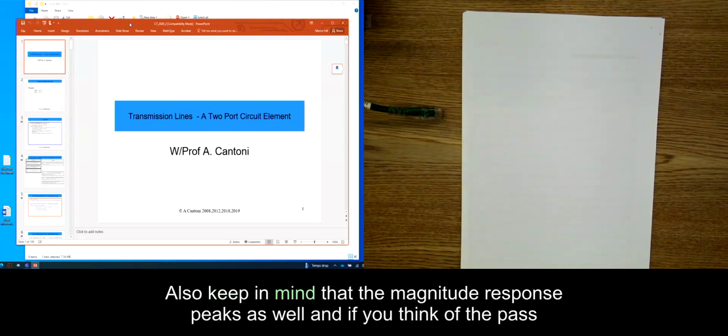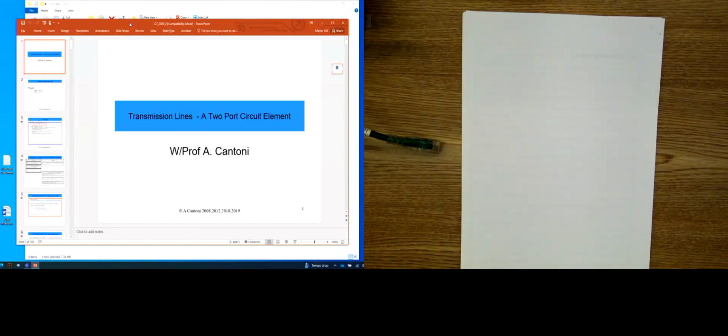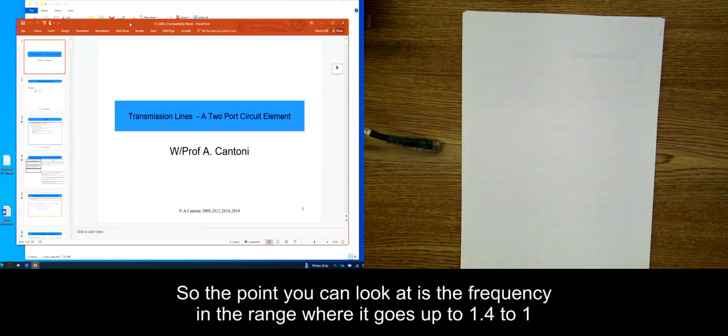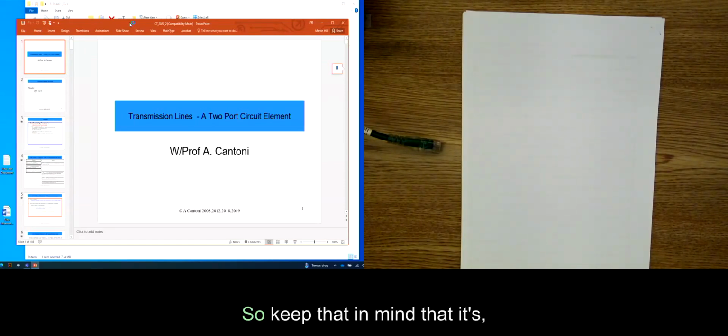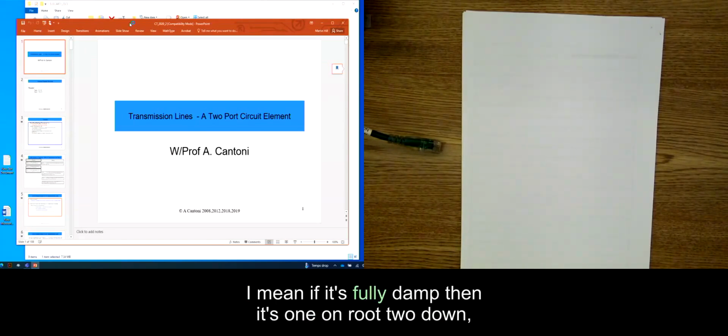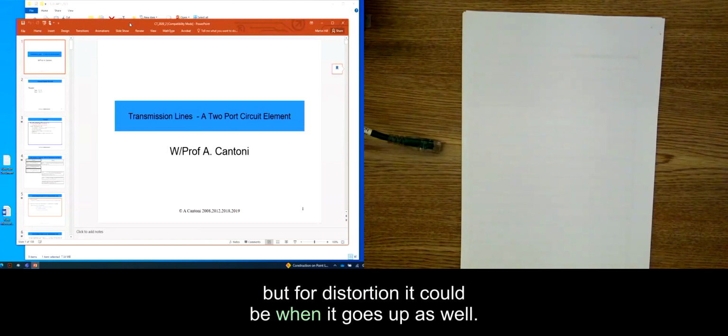Also, keep in mind that the frequency magnitude response peaks as well. If you think of the passband for a filter, it could deviate positively or go down as well. So the point you can look at is the frequency in the range where it goes up to 1 on 1.4, which is 1 on square root of 2, or whether it goes down. So keep that in mind. For a filter, if it's fully damped, then it's 1 on root 2 down. But for distortion, it could be when it goes up as well.